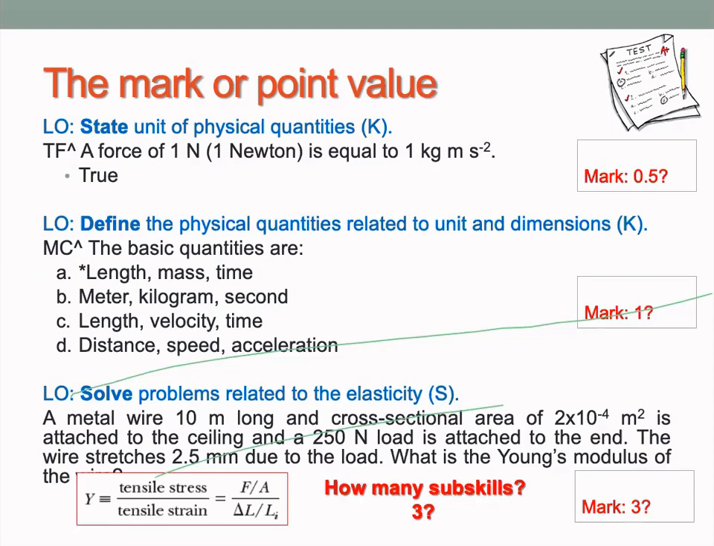So for example, for question number one, I can give just 0.5 mark. Then question number two, 1 mark, for example. And question number three, where we solve the problem about this one, I can give three as the maximum mark. Why do you give three? Again, the basis is how many sub skills we assess in this.